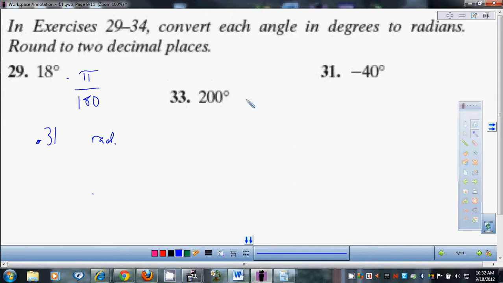So, knowing that, well, actually, let's finish this slide before I get into that. Are there questions? Does anybody want to see 31 or 33 worked? Same thing, just punch in the calculator. 31. So times pi over 180.